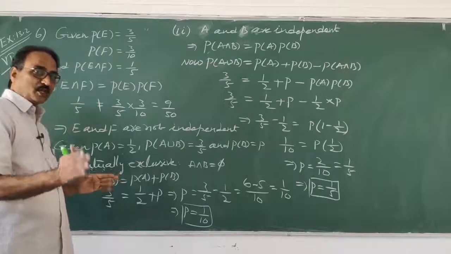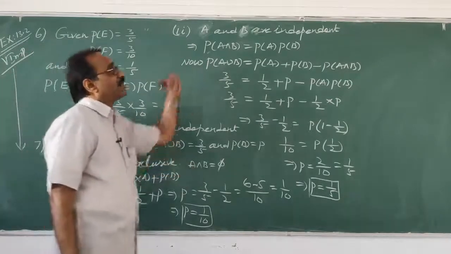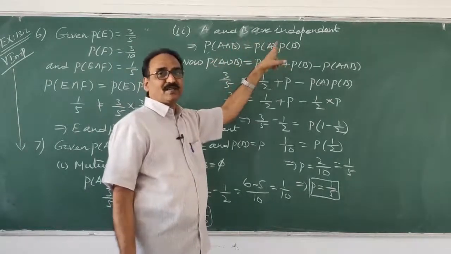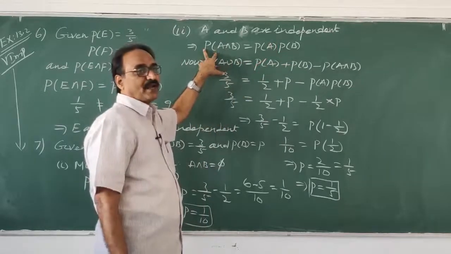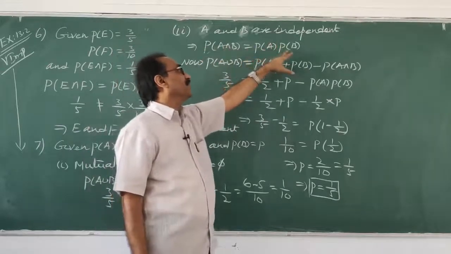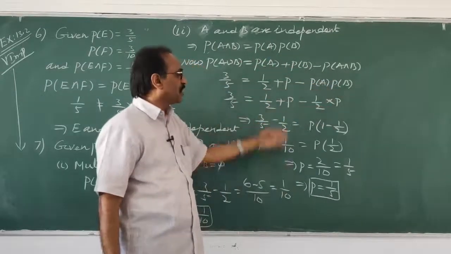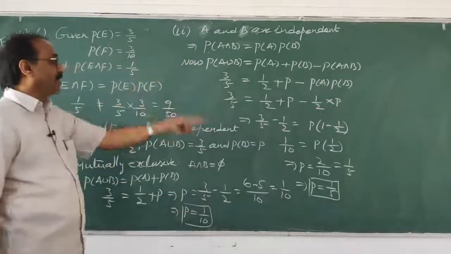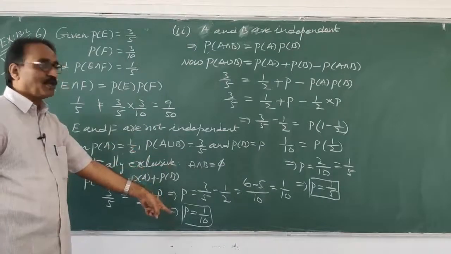If they are mutually exclusive, intersection is phi and the probability is 0. If they are independent events, wherever intersection is there, we should write product, because that is the definition of independent events we discussed yesterday. So P of A intersection B is nothing but P of A into P of B. In place of A intersection B, the right values are substituted. This is all mechanical. So if it is independent, we got P value 1 by 5. If it is mutually exclusive, we got P value 1 by 10.